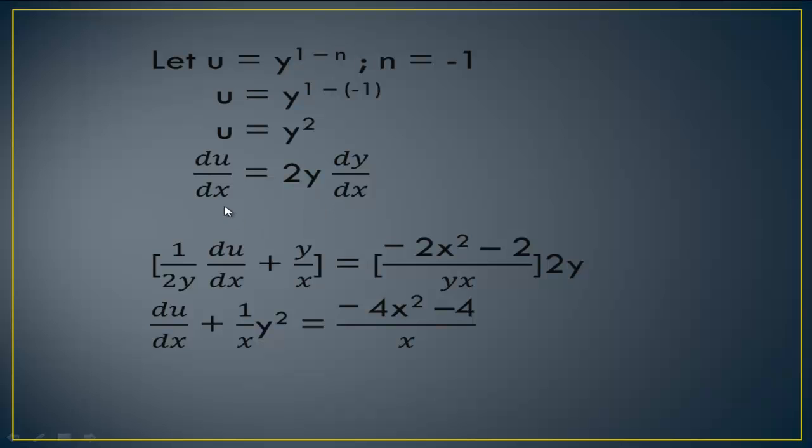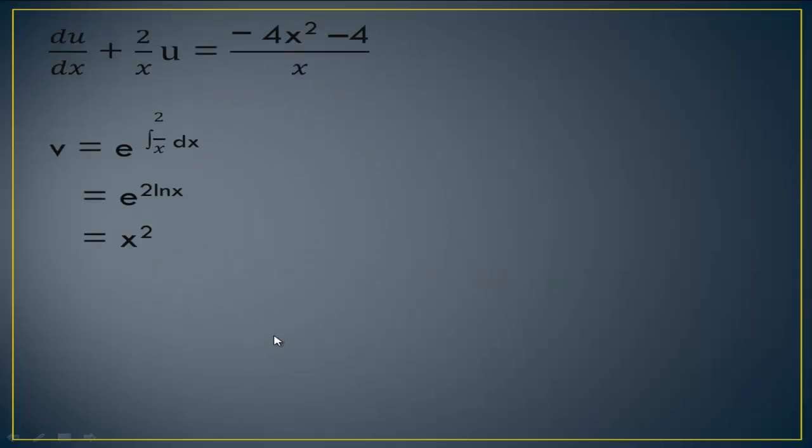Then by substituting this to the original equation, we will obtain du over dx plus 1 over x y squared is equal to negative 4x squared minus 4 over x. But we know that y squared is equal to u. Therefore, du over dx plus 2 over x u is equal to negative 4x squared minus 4 over x. Then we will obtain an integrating factor v equal to x squared.